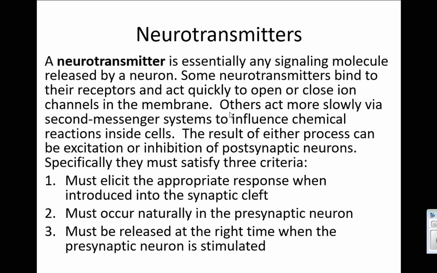And to be classified as a neurotransmitter, it must satisfy the following criteria. It must elicit the appropriate response when introduced in the synaptic cleft, which means that it must bind to the specific receptors that it's going to target. They occur naturally in the presynaptic neuron and are only released at the right time, when that presynaptic neuron is stimulated. So they aren't just being released willy-nilly. There's a specific time and coordinated manner, and it has everything to do with when the action potential reaches that synaptic neuron.